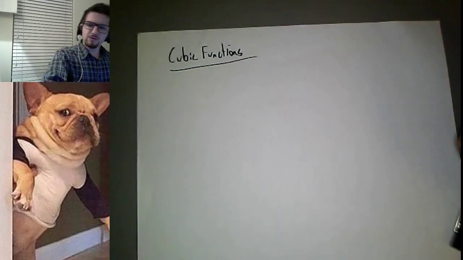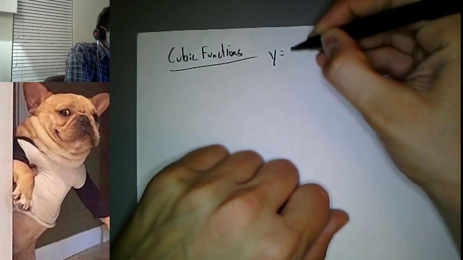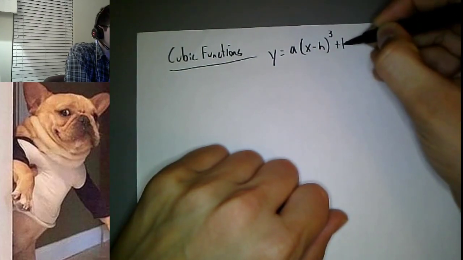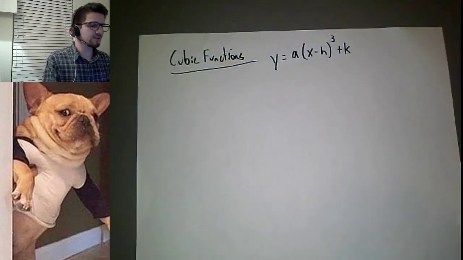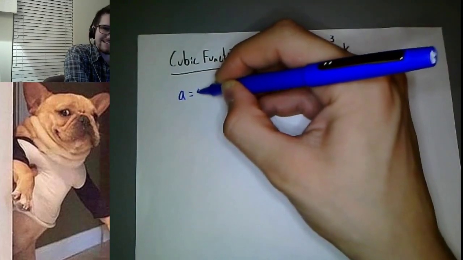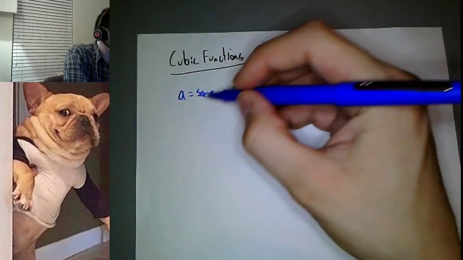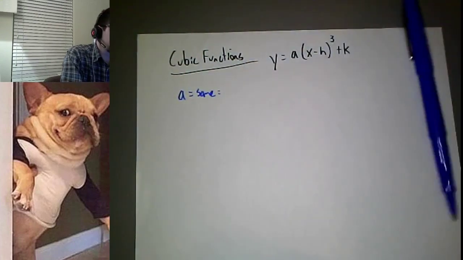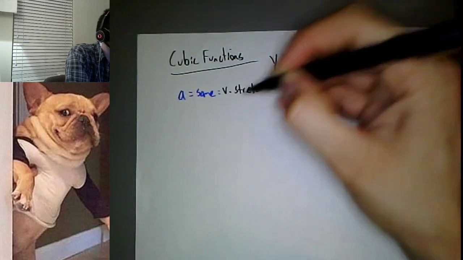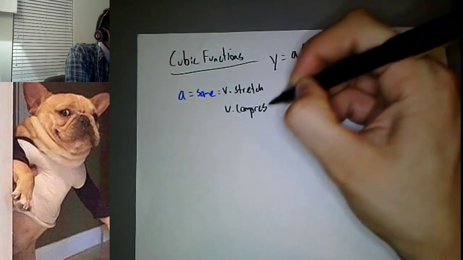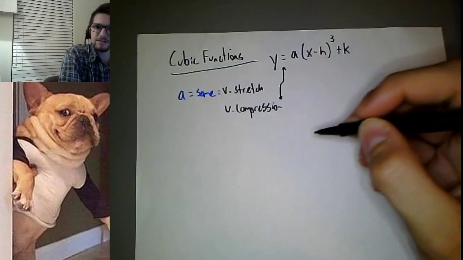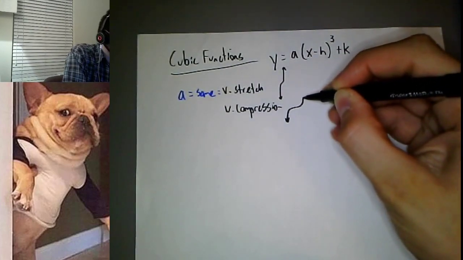Cubic functions, what do they look like? I'm going to be giving them to you in the same form, vertex form, that we had for quadratics, except you will have a 3 instead of a 2. Hooray. So what do we have here? Well, the A is the same as quadratics, which means it's a vertical stretch or a vertical compression. A vertical stretch is going to look like this, really skinny, and a vertical compression should look more like this, pretty fat.